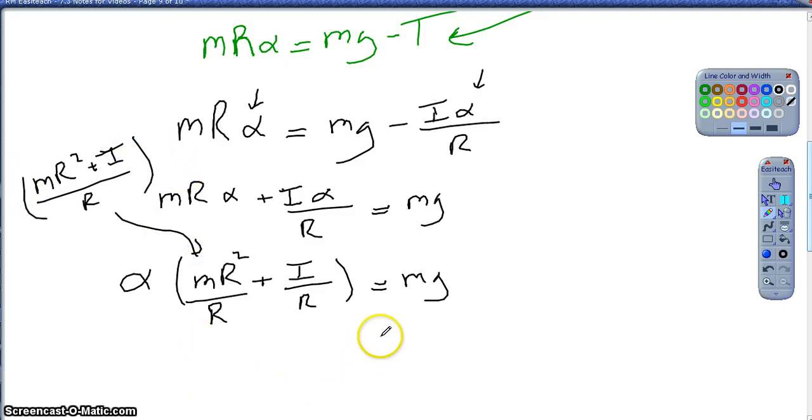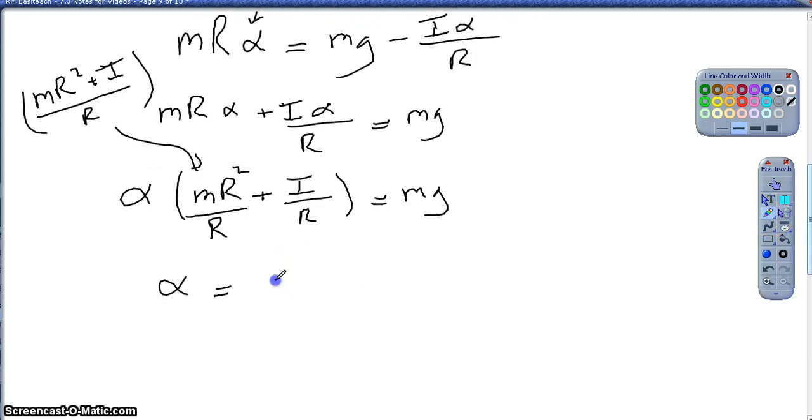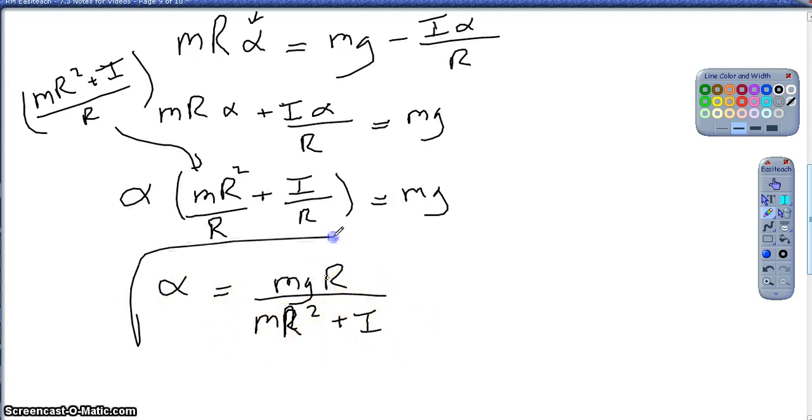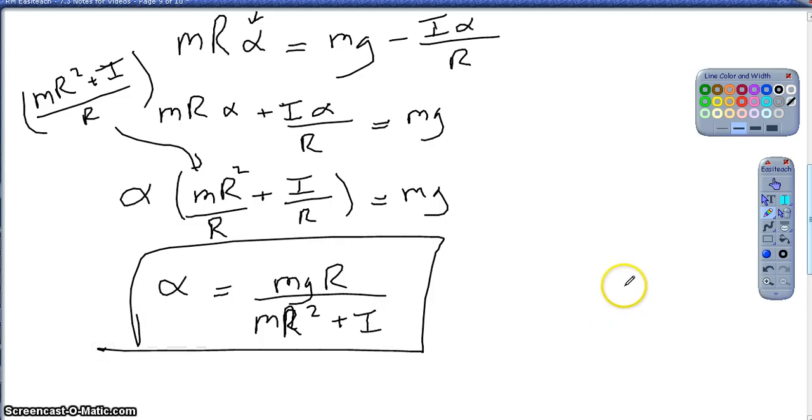So that definitely is something I can do. I can substitute that in instead, and it makes it a little bit cleaner to solve for alpha. So my angular acceleration, my alpha, would be my mass times gravity, and then dividing by this fraction, so multiplying by the reciprocal of that. I'd be multiplying the top by R, and dividing the bottom by mR squared plus I. So my angular acceleration equals mgR over mR squared plus I. And in this case, that's as far as we need to take it. That is my answer for the angular acceleration.